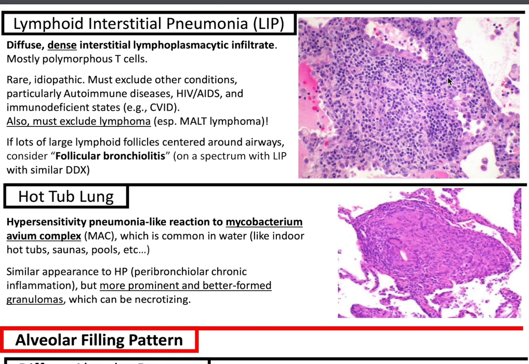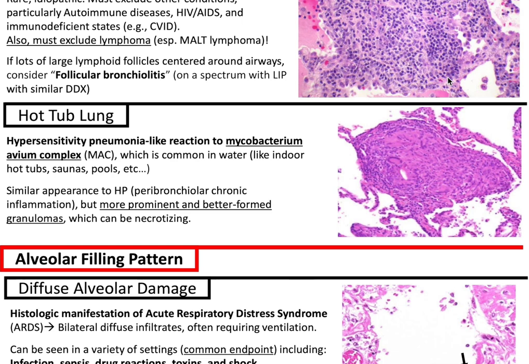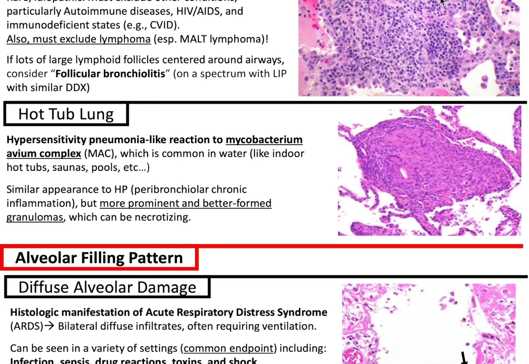If there are lots of large lymphoid follicles centered around airways, consider follicular bronchiolitis, which is on a spectrum with LIP, with similar differential diagnosis. Hot tub lung. This is a hypersensitivity pneumonia-like reaction to Mycobacterium avium complex, or MAC, which is common in water like indoor hot tubs, saunas, pools. It has a similar appearance to hypersensitivity pneumonitis with the peribronchial chronic inflammation, but you have more prominent and better formed granulomas, which can be necrotizing.